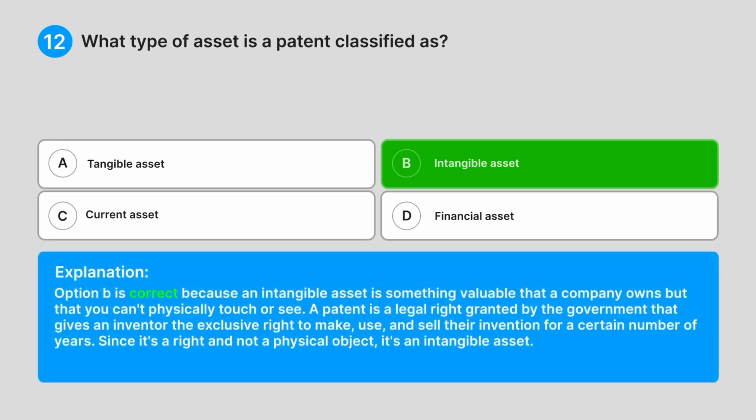Explanation: option B is correct because an intangible asset is something valuable that a company owns, but that you can't physically touch or see. A patent is a legal right granted by the government that gives an inventor the exclusive right to make, use, and sell their invention for a certain number of years. Since it's a right and not a physical object, it's an intangible asset.